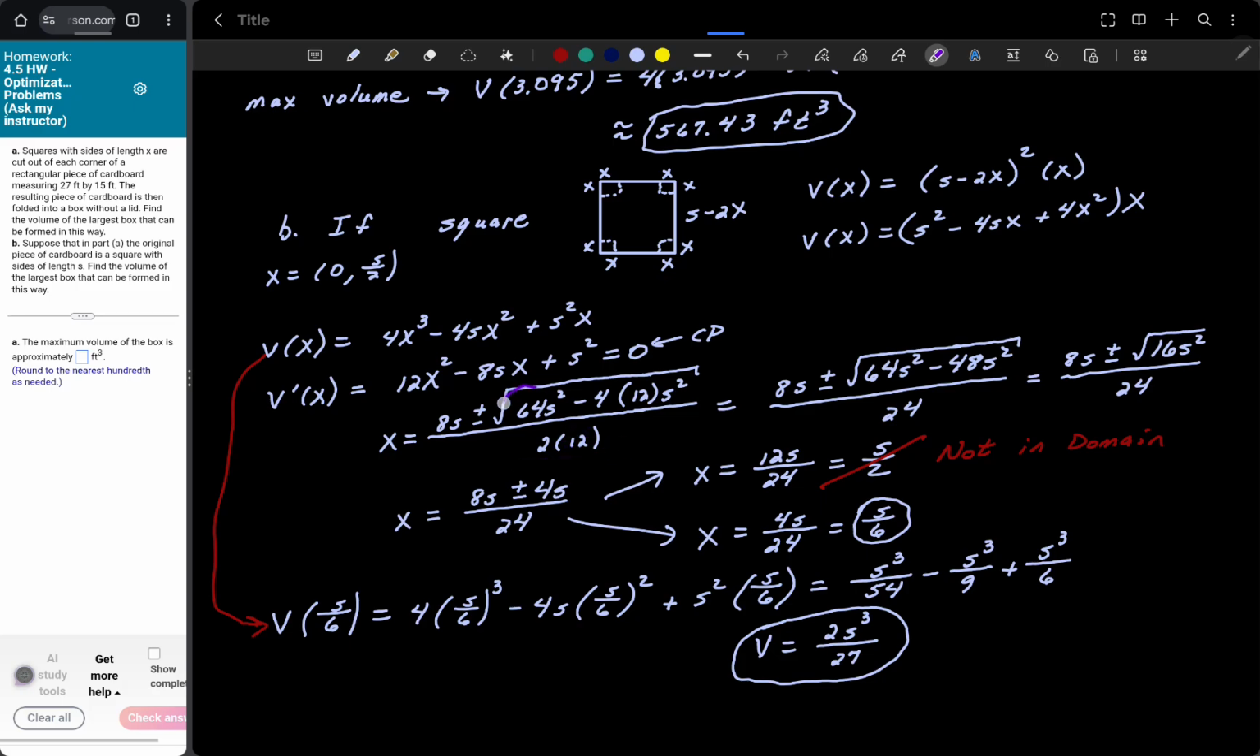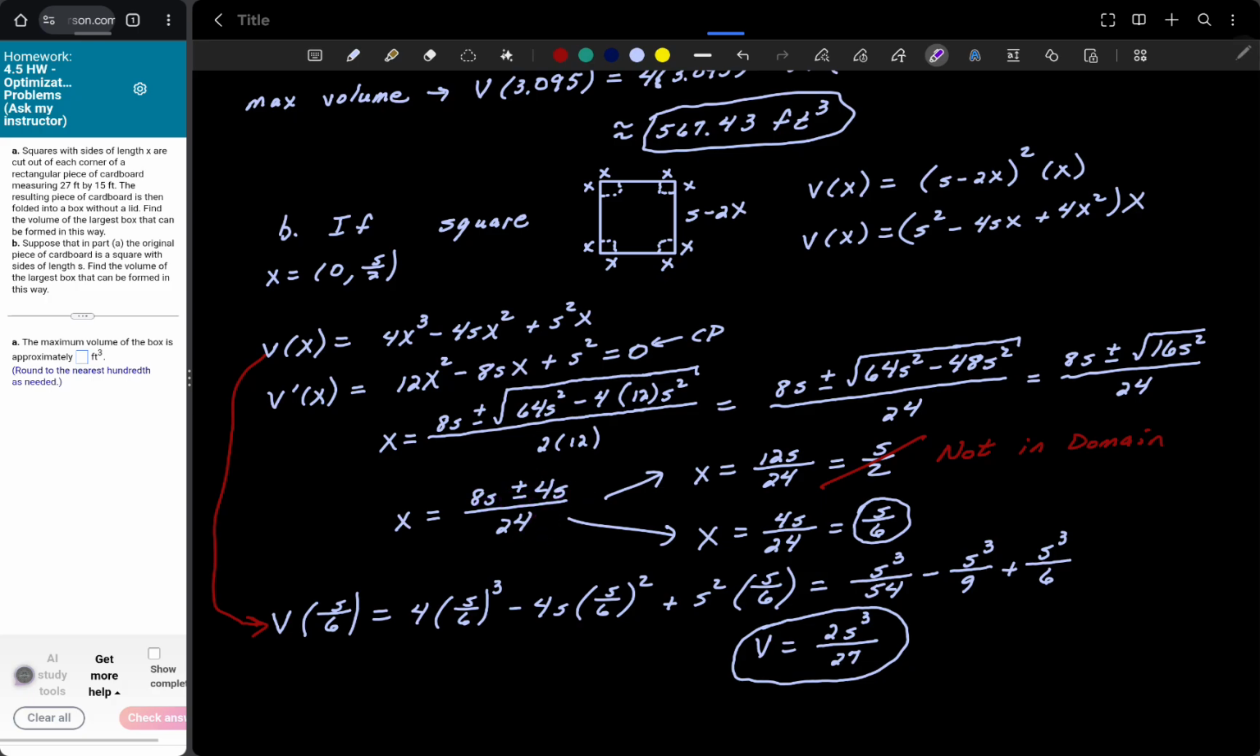When I did this, I knew I needed to simplify the discriminant. 64s to the second minus 48s to the second ended up giving me 16s to the second inside that square root, which we know the square root of 16s to the second is just going to be 4s. So I ended up with my numerator of 8s plus or minus 4s all over 24.